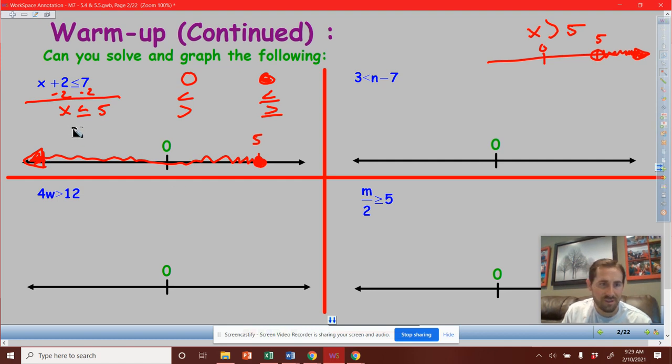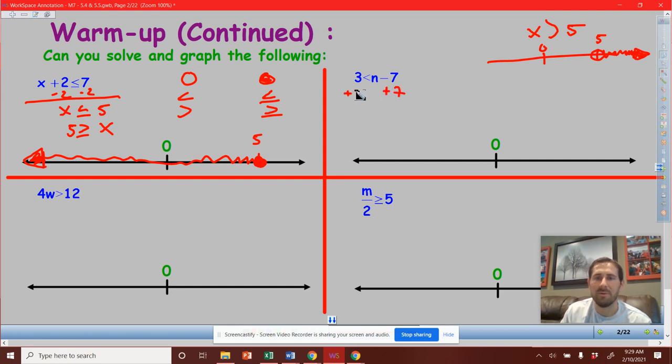Question I propose, is this the same? So I just switched the order, but read the variable first. X is less than 5. So it doesn't matter how we do it, but read the variable first, and I'm still going to get x is less than 5. So let's quickly finish these other ones.